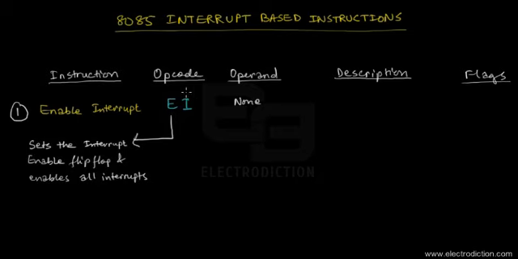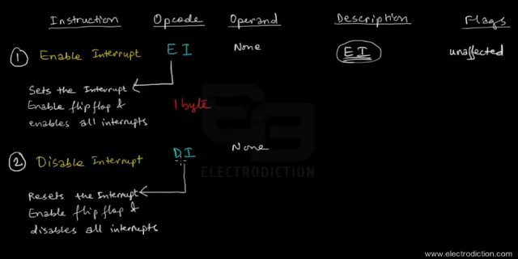Whenever you're working with a program that involves interrupts and you want to enable them, you just write EI in your program. Whenever the 8085 encounters this instruction, EI, it will automatically enable all the interrupting facilities present in it. With the use of this instruction, the flags remain unaffected, and this instruction is just a single byte instruction.